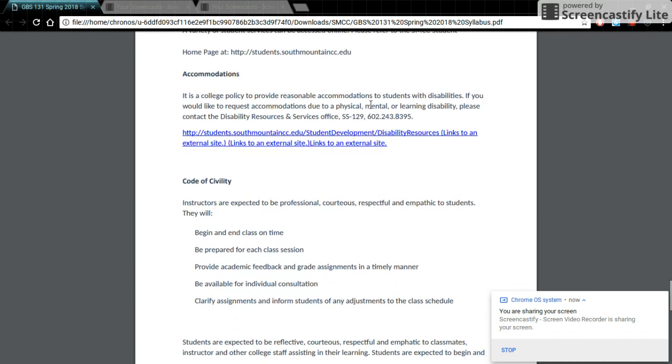So accommodations. If you have any accommodations or you feel that you would need accommodations, here is how you would do that. You can request accommodations due to whatever disability you feel that you have. The Disability Resources and Services Office: there's their office number, there's the phone number, and here is the link to them if you need.